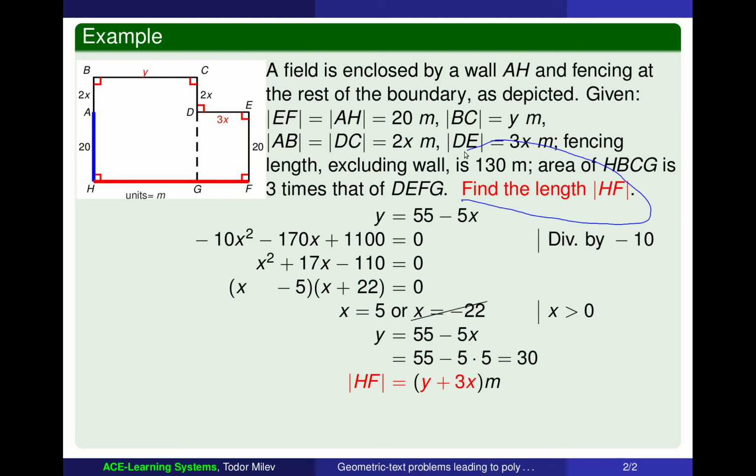The only thing that remains for me to finish this problem is to actually complete the problem. The problem asked me to find the length of HF, so I needed to find this length here. And the length of HF is equal to y plus 3x. Right, so this length here is y. This length and that length are the same, and this length there is 3x. So my length, the length that I was looking for is y plus 3x, and I know what y and x are, so I'm essentially done. Y we found it to be 30. X we found it to be 5.